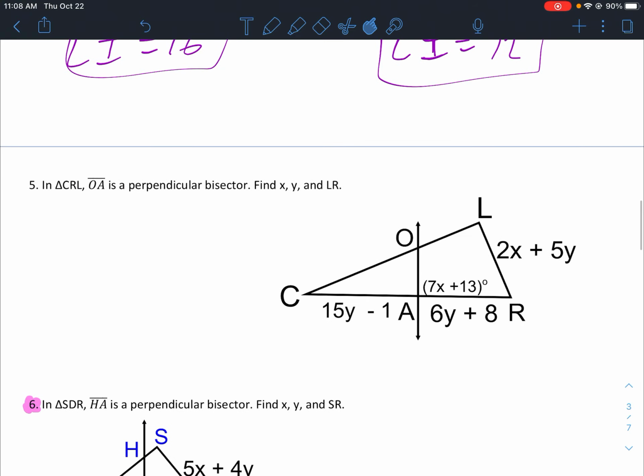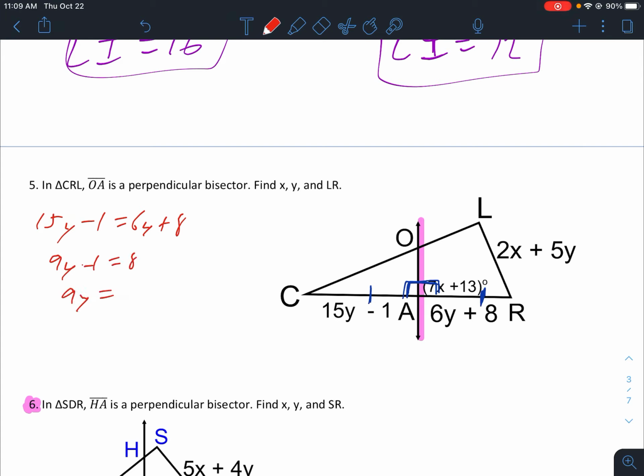Number 5, OA is a perpendicular bisector. That tells you two things. One, these two segments are equal because of the word bisector. And 2, these two angles are right angles because of the word perpendicular. So we're going to set up two different equations here. The first one is going to be 15y minus 1 equals 6y plus 8 because I know those two segments are congruent. Subtracting 6y from both sides, adding 1 to both sides and dividing gives us y is equal to 1.